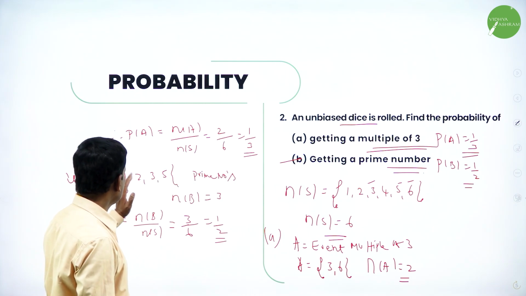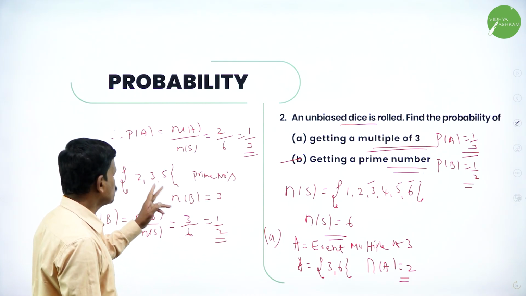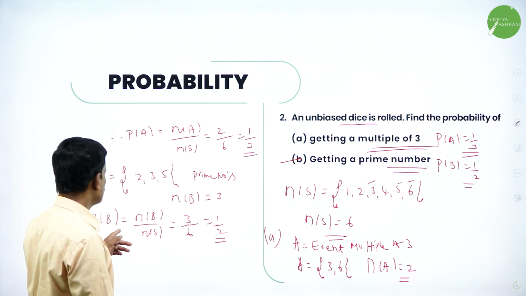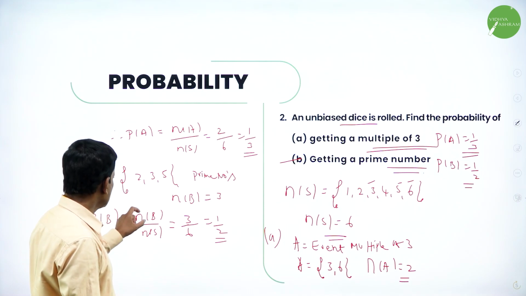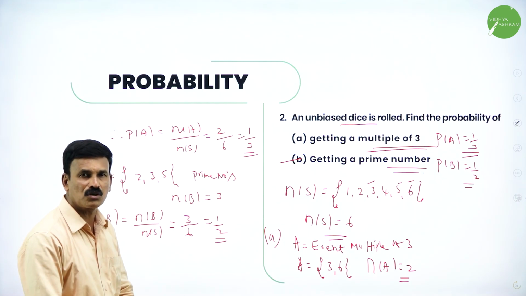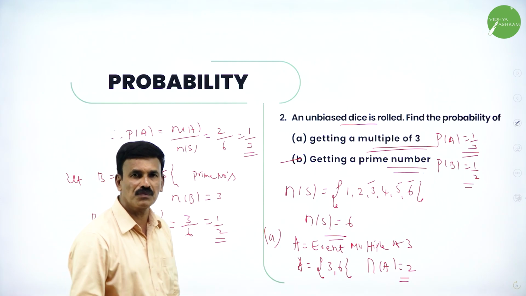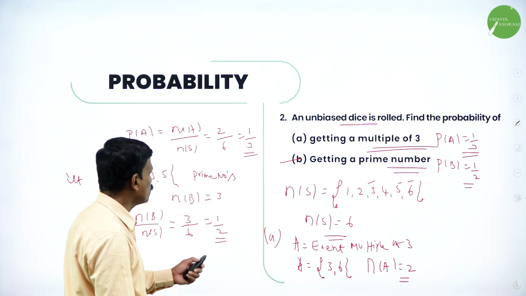Just n of S is 6. Prime numbers 2, 3 and 5. So the probability of getting a prime number, the event B, is n of B by n of S, which is 3 by 6, equal to 1 by 2. That's it. Hope you followed. Now, move on to the next problem.